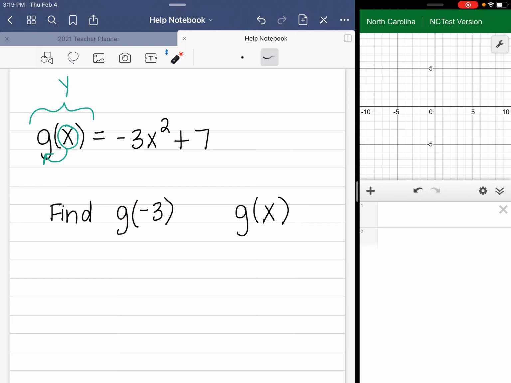And I know that I'm going to do it in the x spot because they're labeled g. If I had it labeled f, then I would put it in the f function. If I had labeled it h, I'd put it in the h function.